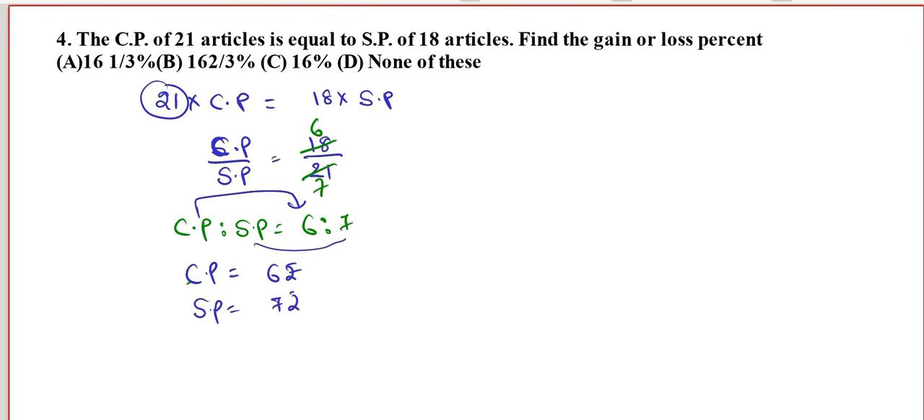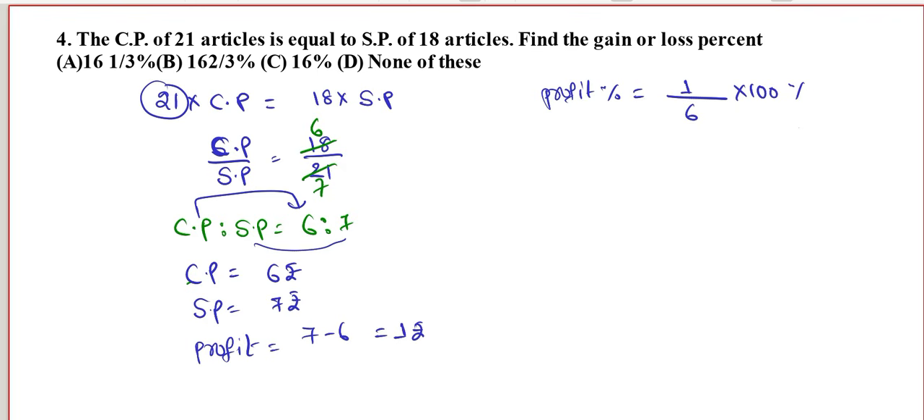7 rupees. And we are asked to find out the profit percentage. Here, as the selling price is more than the cost price, we get a profit. The profit in terms of rupees is 7 minus 6, that is 1 rupee. So profit percentage is profit 1 by cost price 6, into 100 percentage.